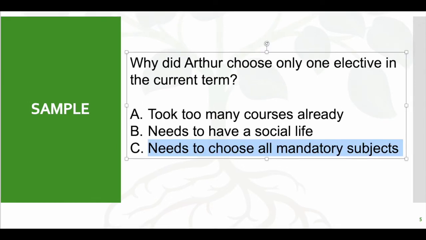Now, if you heard the recording carefully, he said that he had chosen a lot of elective subjects in his previous year, and he did have a social life, but those two are not the reasons why he chose one elective this term. He chose one elective because he has to choose other mandatory subjects and he has to complete his course, right? But these parties that he attended were actually a distraction and kind of took him away from the purpose. But that's what the situation is, but that's not the reason why he chose one elective in the current term, which is why the answer here is C.